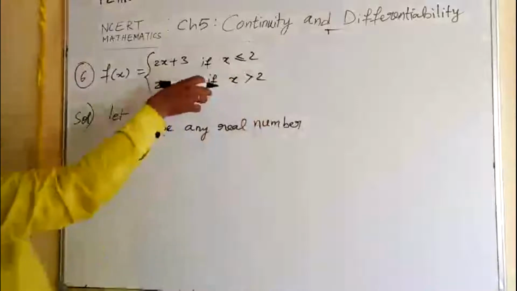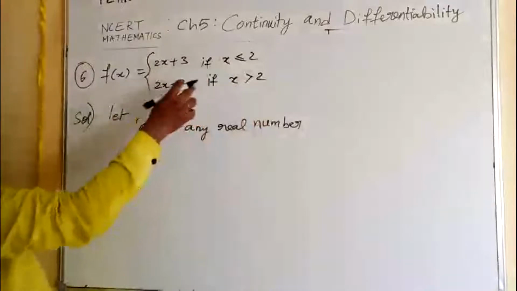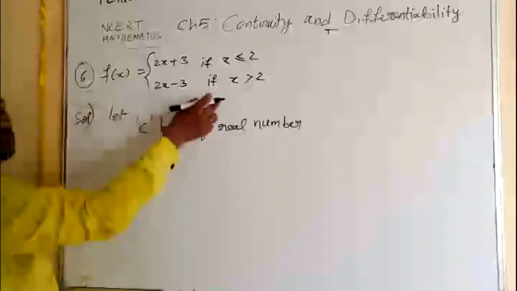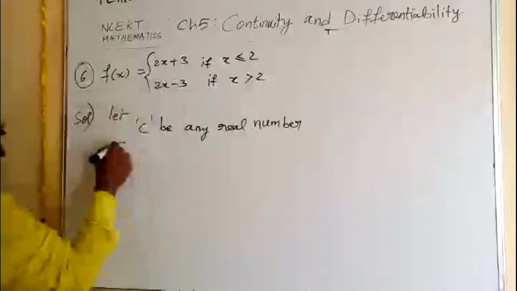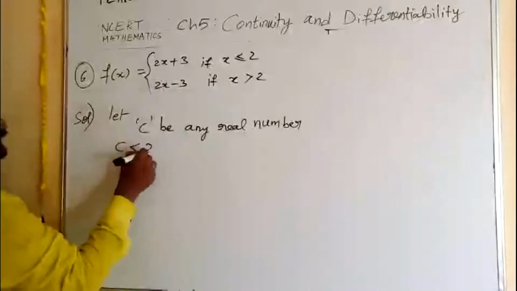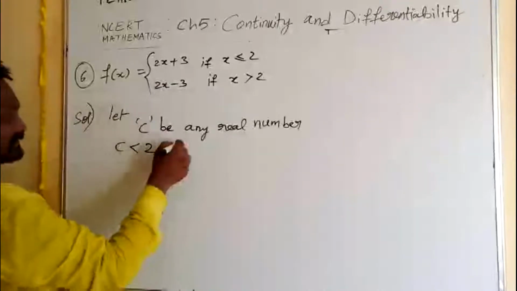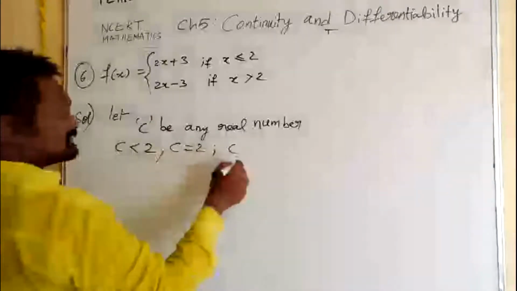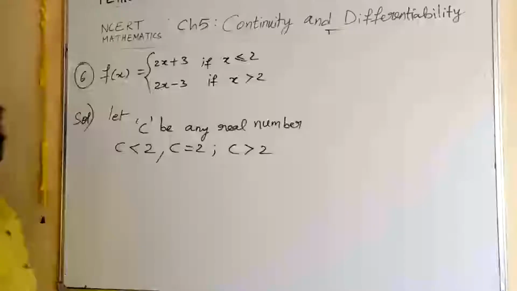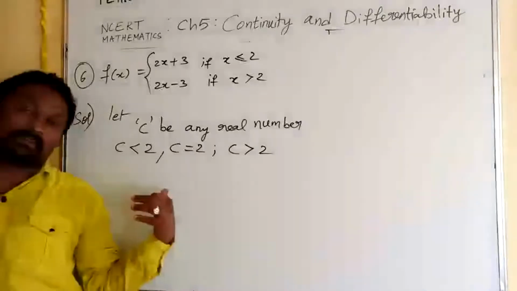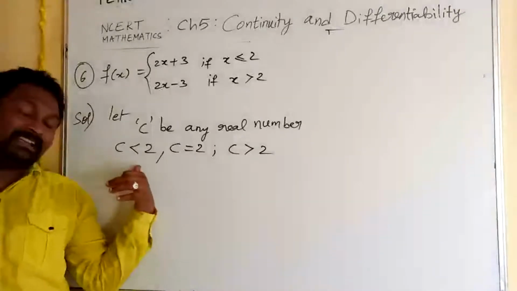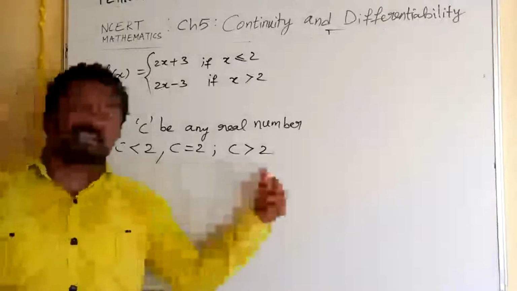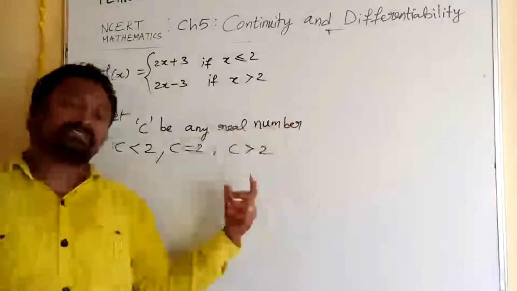According to the question, we have to check the continuity at these places. First, c is less than 2. Next, c is equal to 2. Next, c is greater than 2. These are the conditions I want to check first.